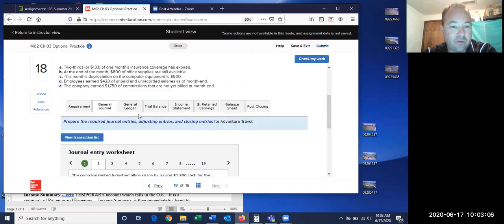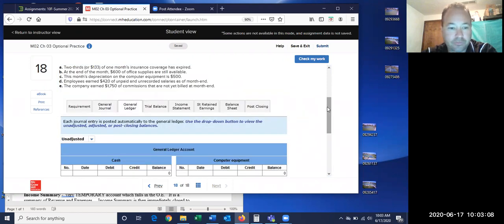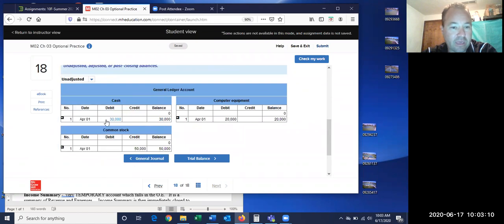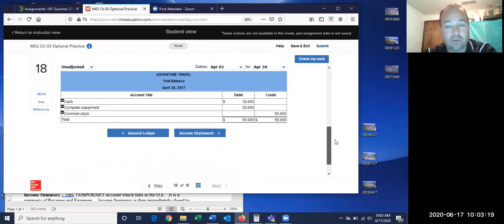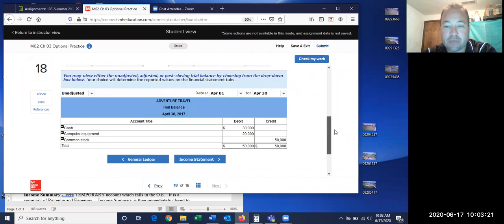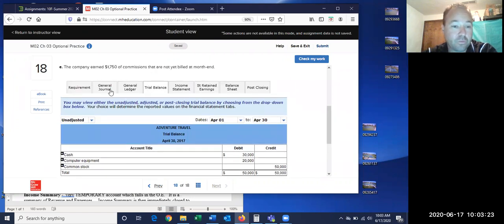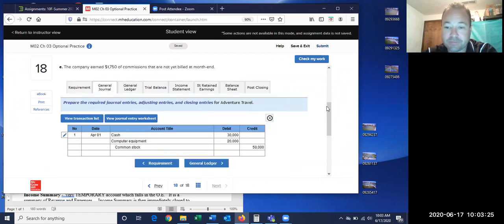Now let's see if it went into the general ledger. Yep, it went ahead and put us in there for us, so we don't have to update our T account as we go. And it's also going to be updating our trial balance as we go, it looks like, as well. So it's taking a lot of the steps and doing it for us, which is nice.